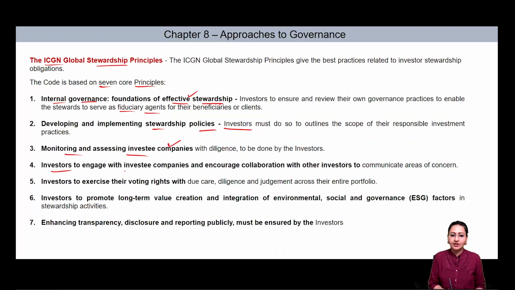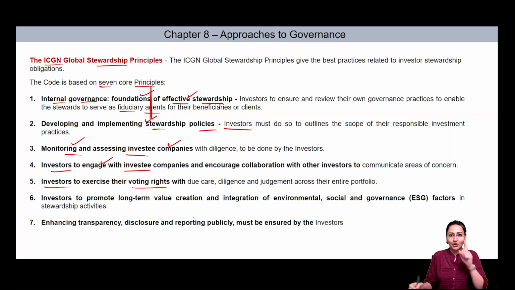Then the investors should engage with the investee companies. They should collaborate with other investors to keep on knowing what the companies are doing. These all roles are coming from the investors' side. The investors need to create a foundation. The investors need to put in place stewardship policies. The investors should monitor the investee companies. The investors should engage with the investee company.